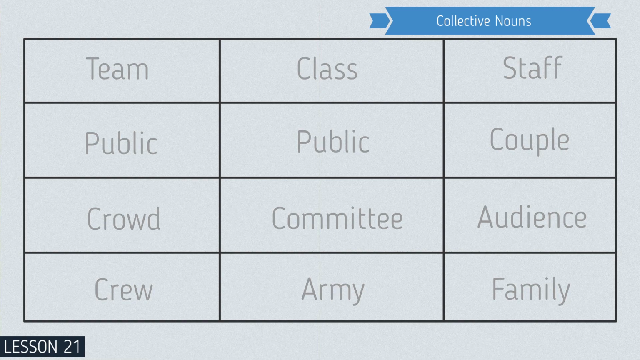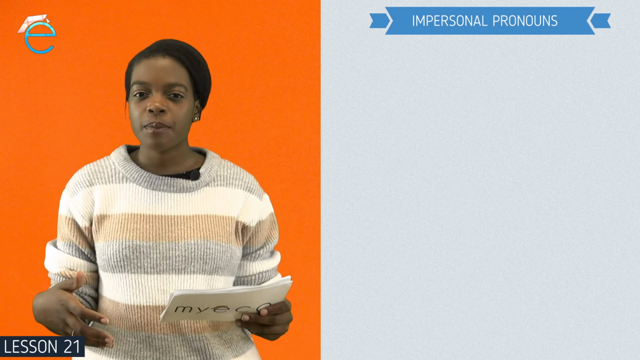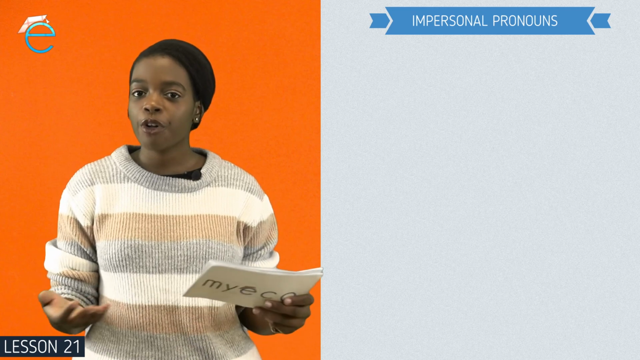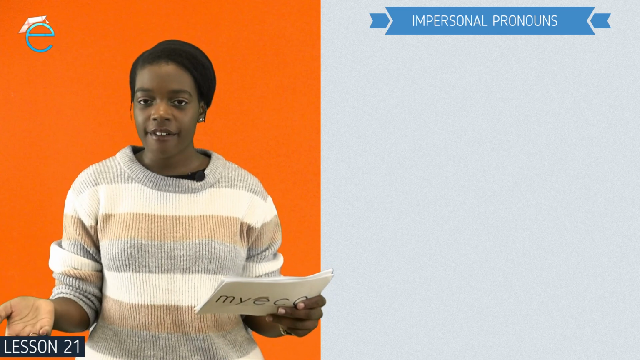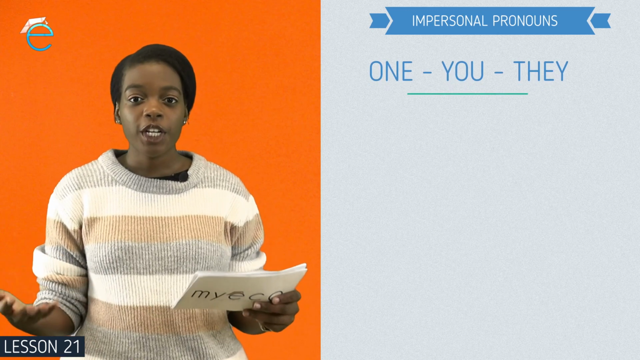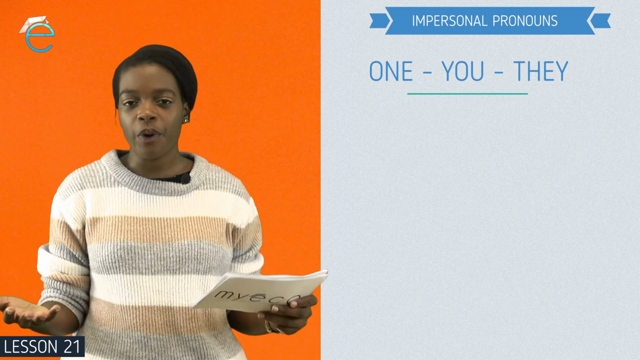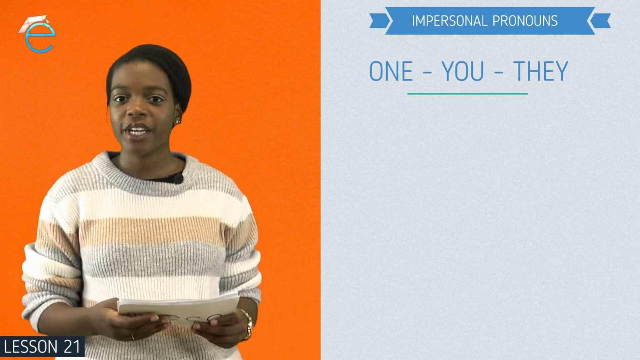Okay, and lastly, let's have a look at impersonal pronouns. Now, we use impersonal pronouns in English mainly when we're speaking about sayings or general beliefs or ideas that we have. For this, we use one, you, and they. So not a specific person, but kind of a general rule or saying that we want to believe in. Let's have a look at some examples.